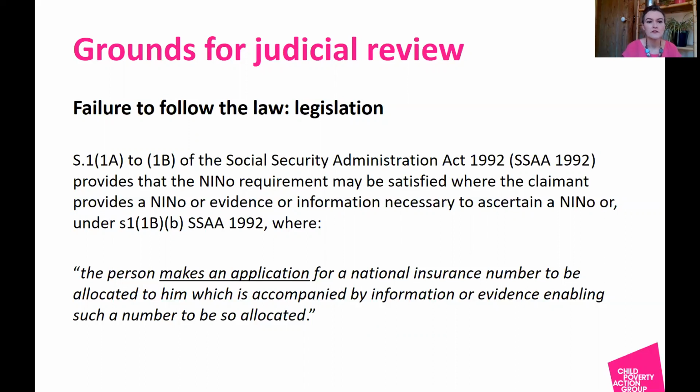So ground 1, failure to follow the law, failure to follow the legislation. So the legislation is clear on this. Section 1 of the Social Security Administration Act 1992 provides that the national insurance number requirement may be satisfied where the claimant provides a national insurance number or evidence or information necessary to ascertain a national insurance number, or, crucially, the person makes an application for a national insurance number to be allocated to him, which is accompanied by information or evidence enabling such a number to be allocated. So remembering that she had made an application for a national insurance number, had provided the information or evidence, and it was pending. She was waiting for that national insurance number.